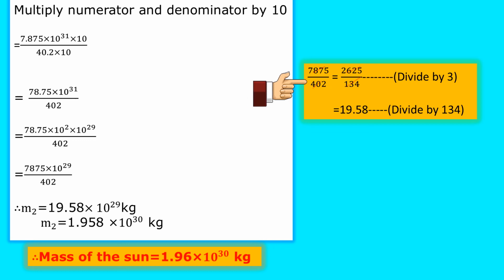But now we have to remove this decimal point, or shift this decimal point. For shifting, we have to multiply this term by 10 and divide again by 10, so that we will get 10 raised to 30. So it will be 1.958, meaning 1.96 into 10 raised to 30 kilogram. That is m2. Therefore in words also we can write, mass of the sun is equal to 1.96 into 10 raised to 30 kilogram.